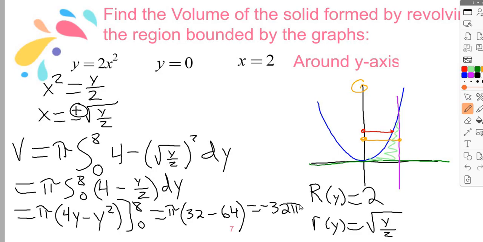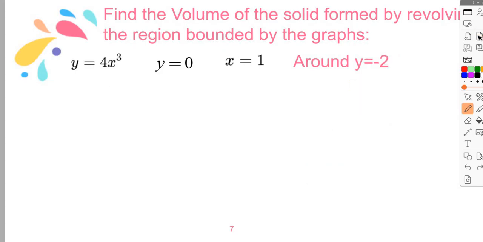So we did one around the x-axis, one around the y-axis, and one around x equals something. Let's look at one more. What does 4x cubed look like? Yeah, it's like the S-ish shape, right? We're down on this side and up on that side.